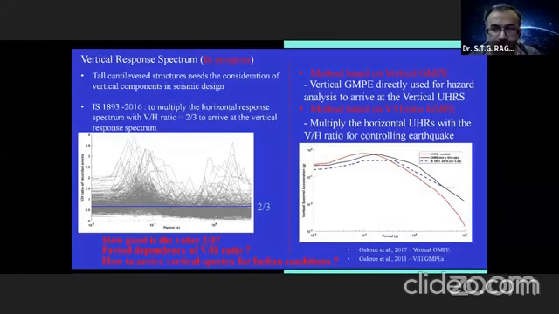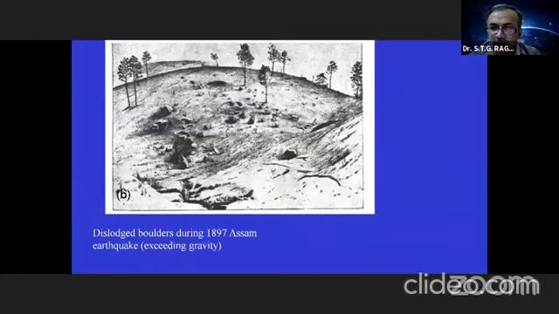And it's not that we are seeing vertical ground motion only today, but this is a very famous picture by Dr. Oldham. He is regarded as the father of the Geological Society and established the GSI in India. He observed in the 1897 great Assam earthquake that boulders were dislodged. They were thrown into the air, and he reported that the vertical PGA was more than 1 times the gravity. So how to design for this and how to account for this in design is a big challenge nowadays.